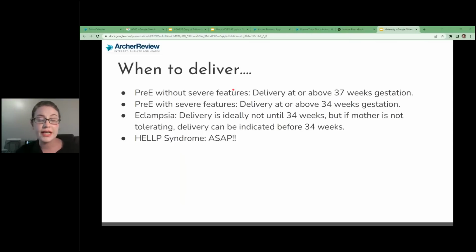But if we have preeclampsia and those blood pressures are getting crazy high, the blood pressure is 160 over 110 or higher, we're not messing around. We're going to deliver them as early as 34 weeks because we don't want the baby in that environment. We also don't want them having seizures. If they have eclampsia, if they have full-blown seizures, typically we try to wait till 34 weeks, but if the mother's not tolerating it, we do it beforehand. And if they're having HELLP syndrome, we deliver them ASAP. And we'll talk about HELLP syndrome in just a minute.